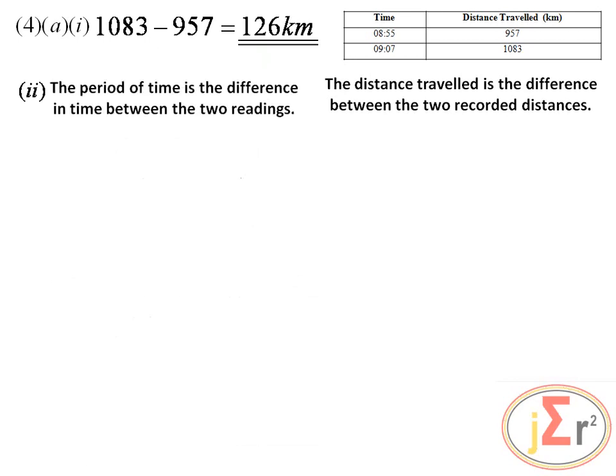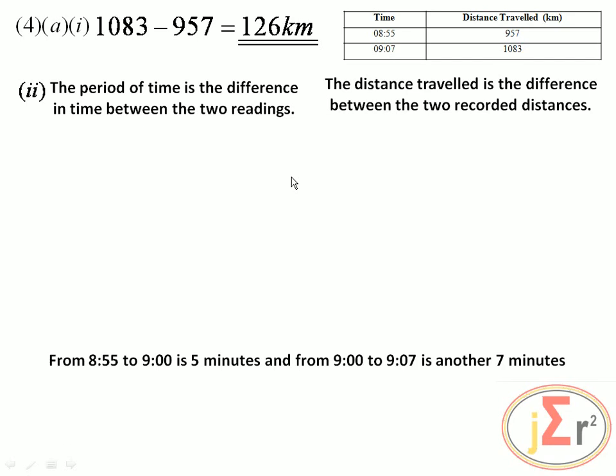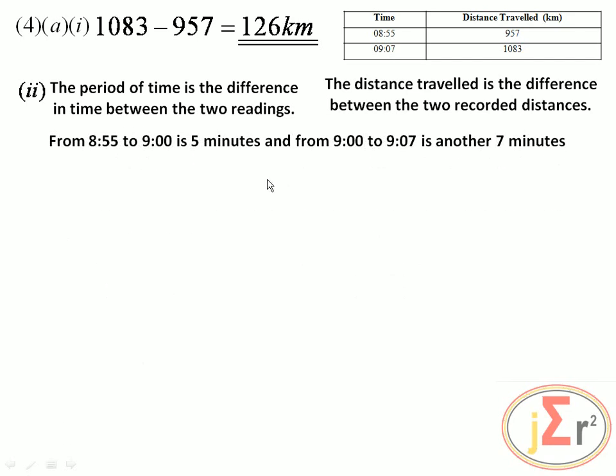And of course, the period of time is the difference in time between the two readings. And of course, we can use our little common sense and say, if we are going from 8:55 to 9:07, we can go from 8:55 to 9 o'clock. And that will be 5 minutes. And then from 9 o'clock to 9:07, that will be another 7. So 5 plus 7 is equal to 12. Right? And that is what we have, 12 minutes.